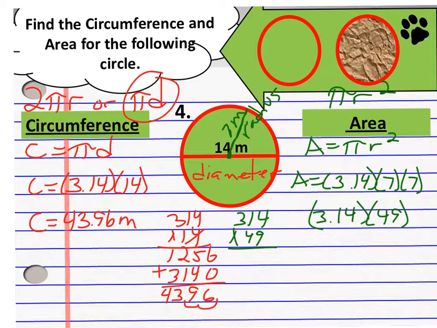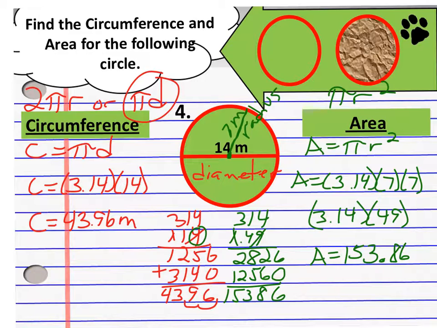9 times 3.14, 2826. Mark it off, add that spacer in there. And 4 we just did over here also, and that is 1256. Add straight down. So we get a final answer of area equals 153.86 square meters.